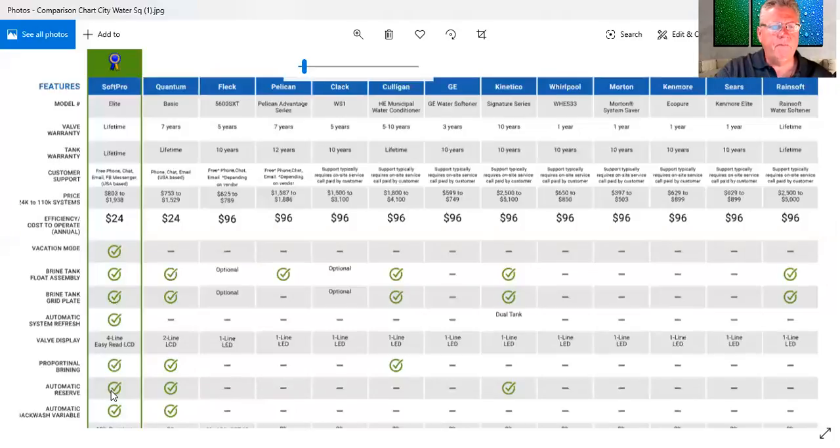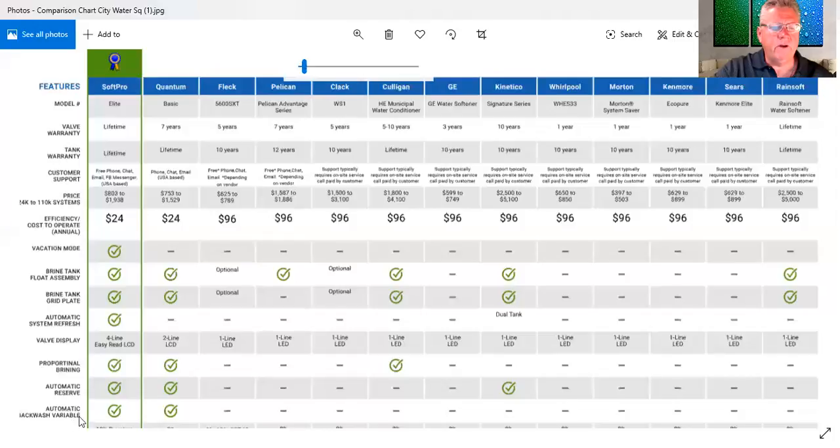Automatic reserve. The Soft Pro and the Quantum both have automatic reserve. Again, what that means is that the system will give you a 30% reserve, versus the rest of these systems, which have only a 15% reserve, except for the Kinetico, because it's a twin alternating tank, so you don't have a reserve there that you need to be concerned about. It actually gives you a high reserve, just like the Soft Pro and the Quantum. So that's part of your salt savings on that.